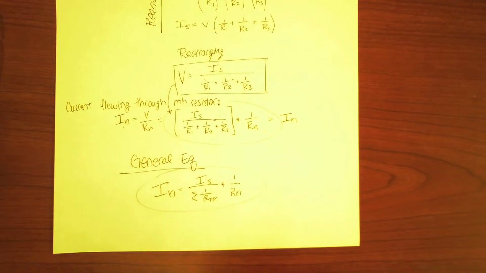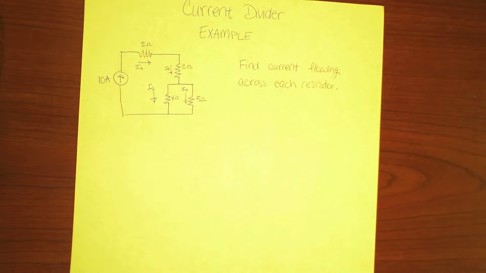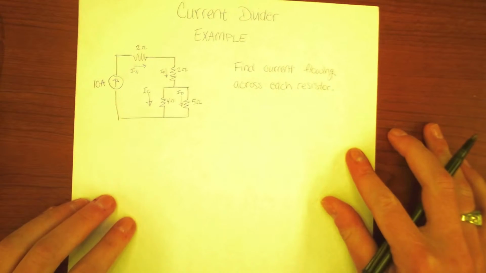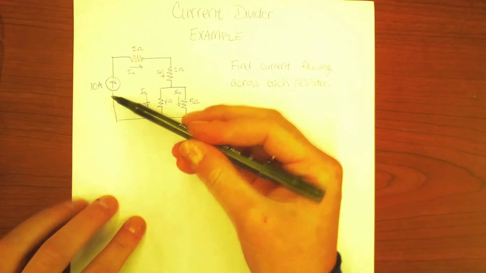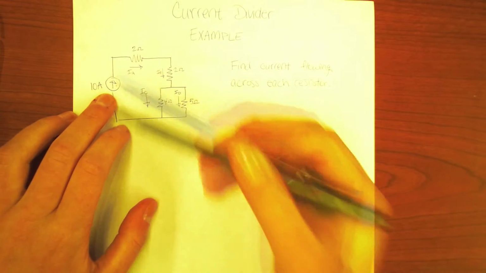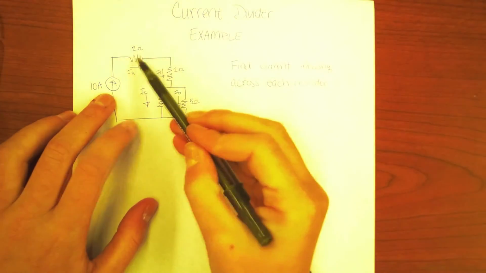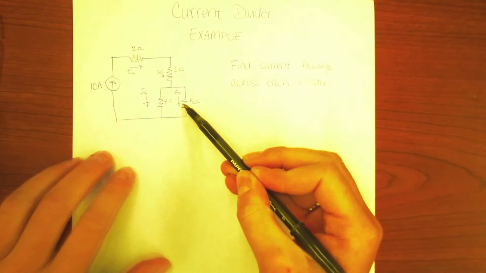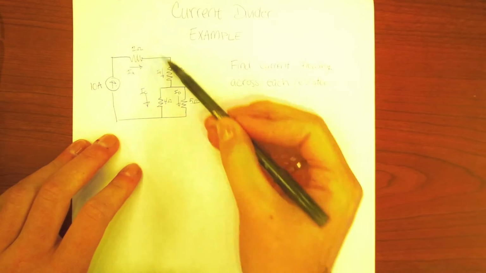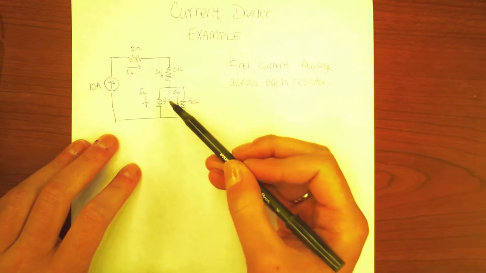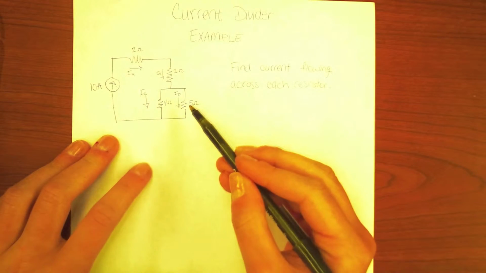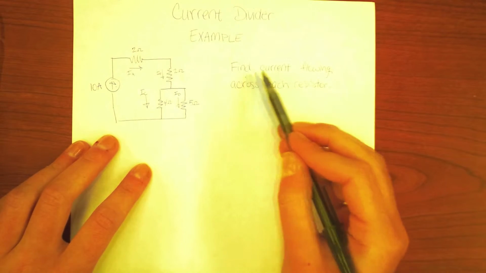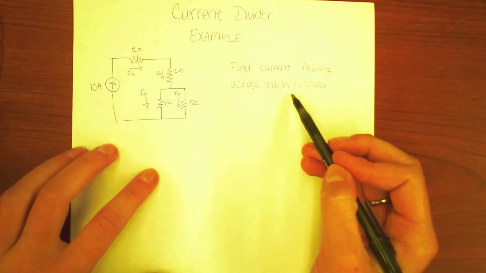Next we're going to do a quick example. So in this question, just reviewing, we have 10 amps here as the current source. We have a 2 ohm resistor here, 2 ohm resistor here, 4 ohm here, and a 5 ohm here. We see that these are in series and these two are in parallel. So that's just a quick overview of this circuit. And we're trying to find the current flowing across each resistor.